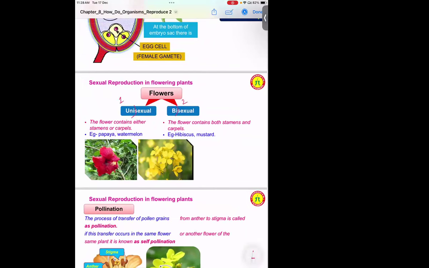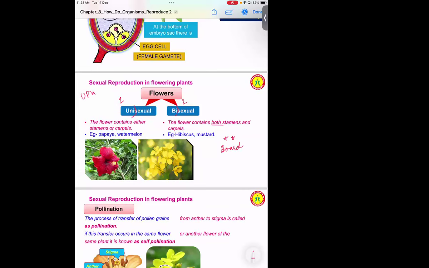So in the case of the unisexual, they will have either the male part or the female part. Whereas in the case of the bisexual, they will have both in the same flower, the male and the female part, both in the same flower. Now, again, an important part for your board examination, they ask you the examples of it. So I'll tell you the shortcut here.